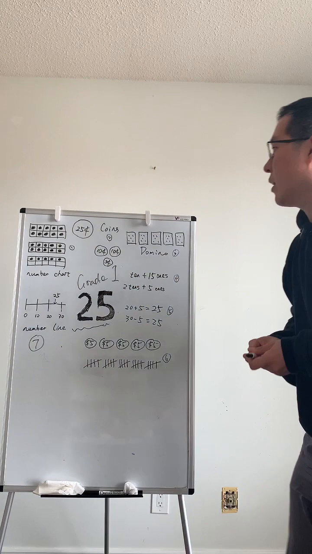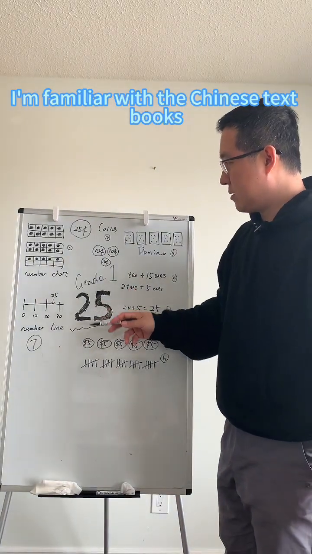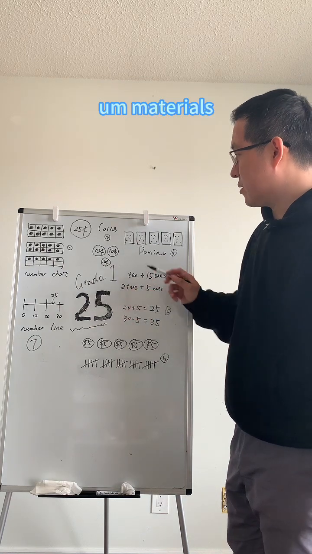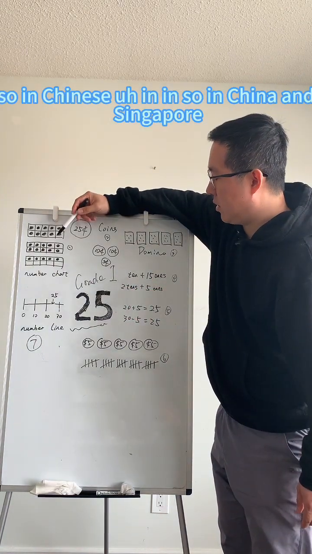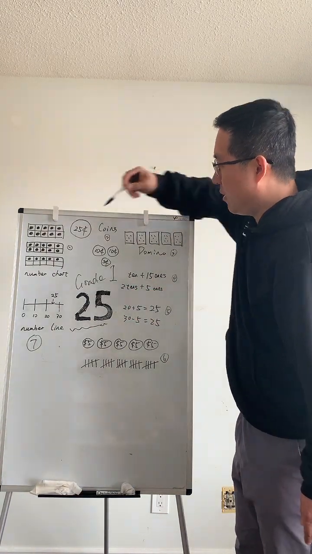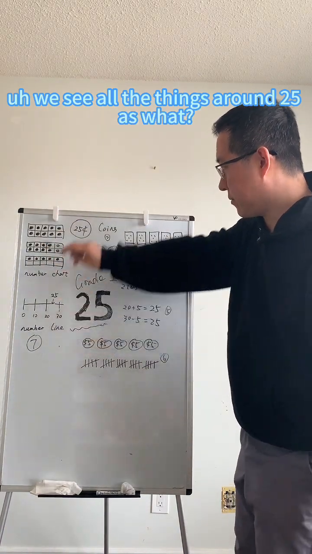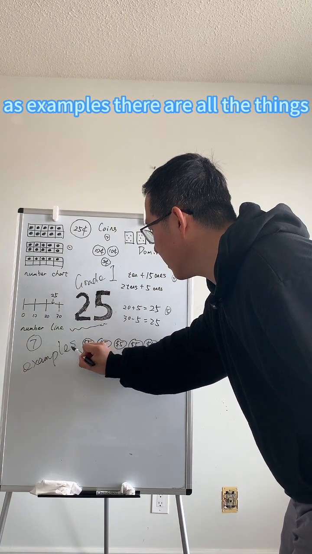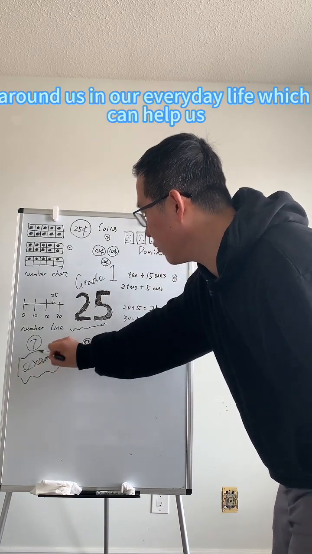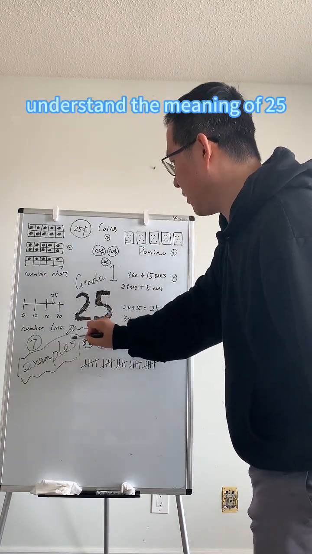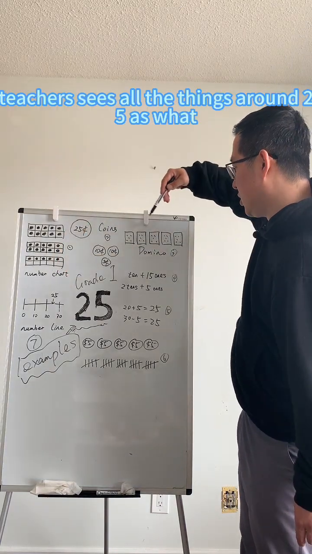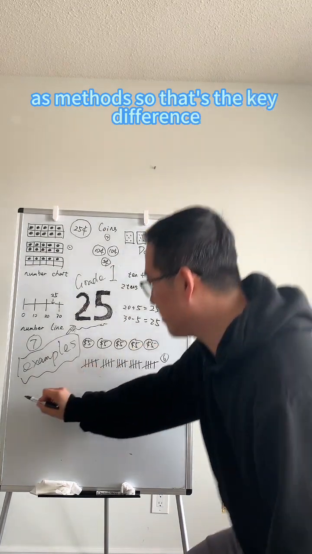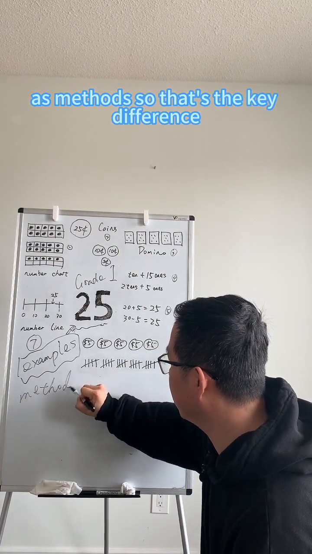So, I'm familiar with the Chinese textbooks and teaching materials and the Singapore materials. In China and Singapore, we see all the things around 25 as what? As examples. They are all the things around us in our everyday life which can help us understand the meaning of 25. The Canadian teachers see all the things around 25 as what? As methods. So that's the key difference.